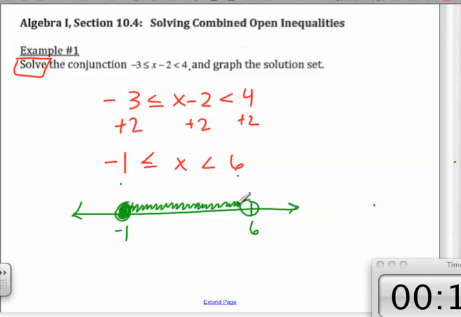That's it. So the numbers that solve this combined inequality are between negative 1 and 6, and it can be negative 1. I'm going to choose 2, just because that's between negative 1 and 6. I'm going to plug it in, and I'm going to get 2 minus 2 is 0. Well, that's greater than or equal to negative 3, and it's less than 4. Everybody agree with that? All the values of x that solve that combined inequality are right there in the shaded region.